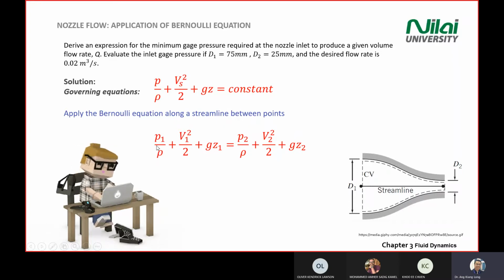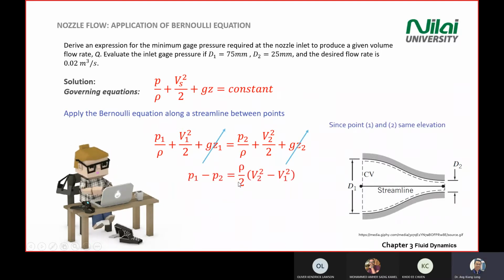After you get the Bernoulli equation for our streamline, or for our system here, then you apply the boundary conditions that we know. For example, quite a direct one is the elevation. The elevation is your z. It means your z is the same, so you can cancel it out. Right? Then after that, you just simplify the equation.